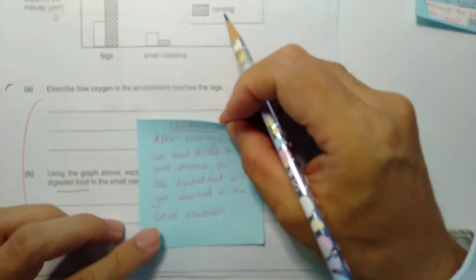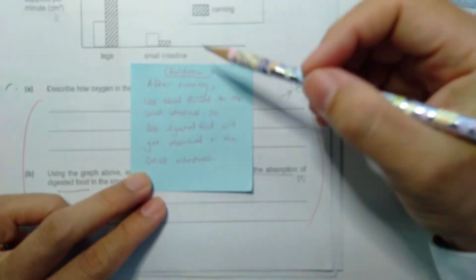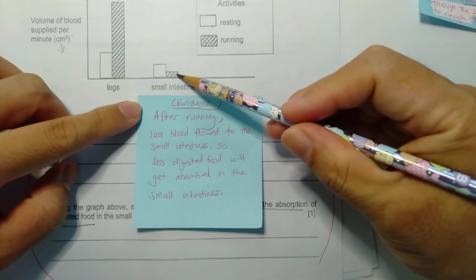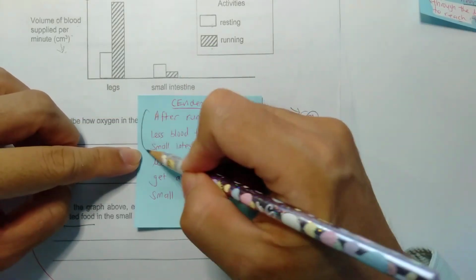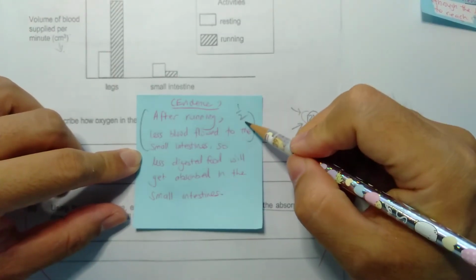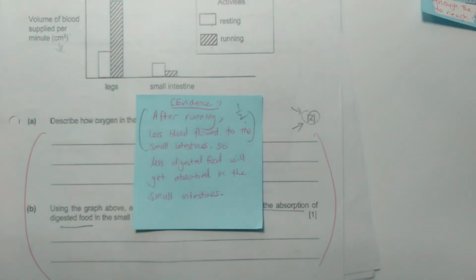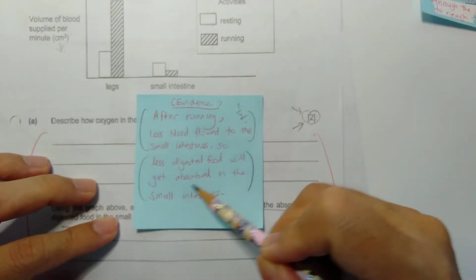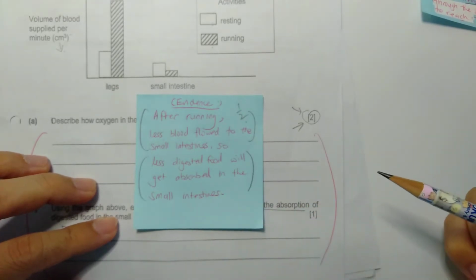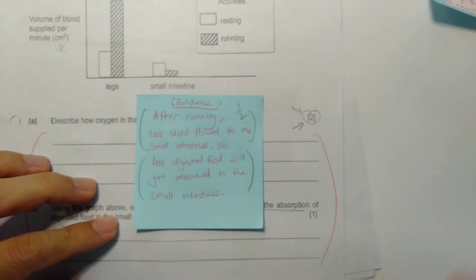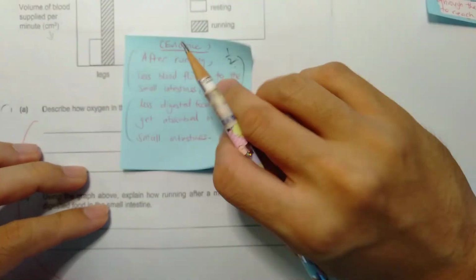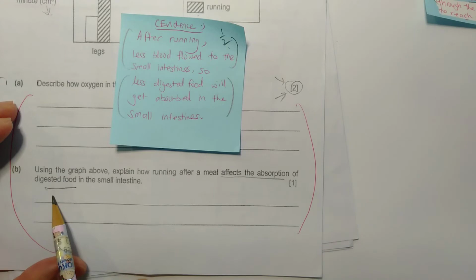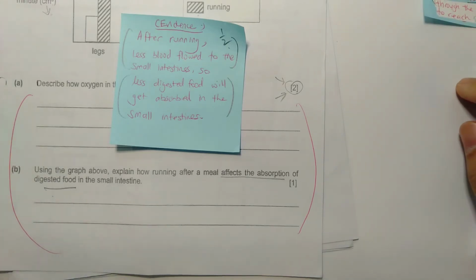So you must show your understanding of the evidence. Evidence comes from the graph here. After running, less blood flows to the small intestine. So this is the first half mark that tells you, okay, I know the evidence. So what? What does this mean? It means less digested food will get absorbed in the intestine. Because with less blood moving it away, you have less food getting absorbed. And that is how it affects the absorption of digested food in the small intestine.